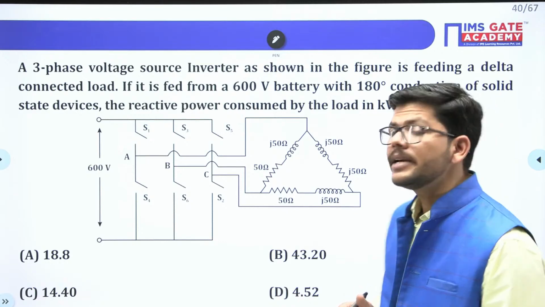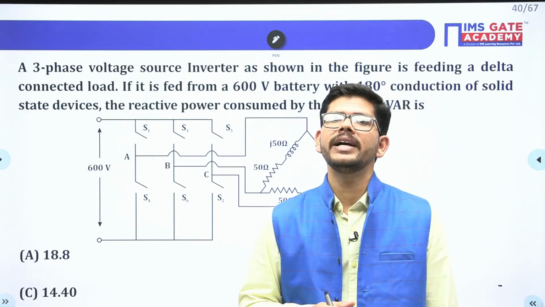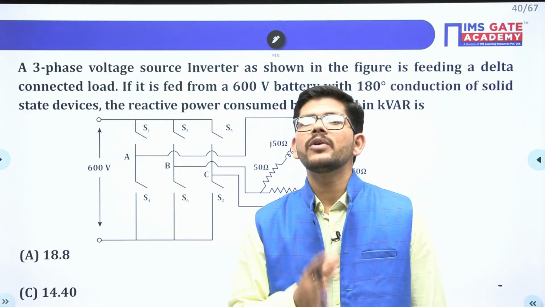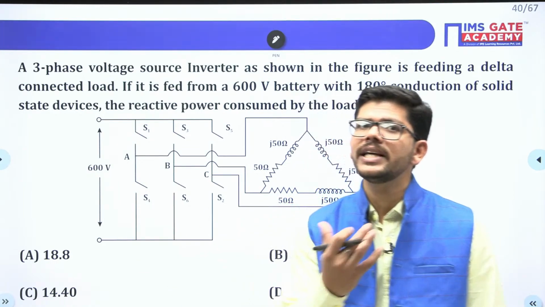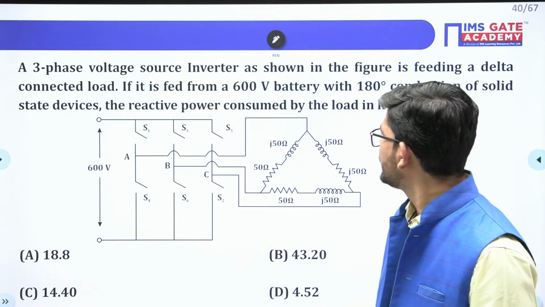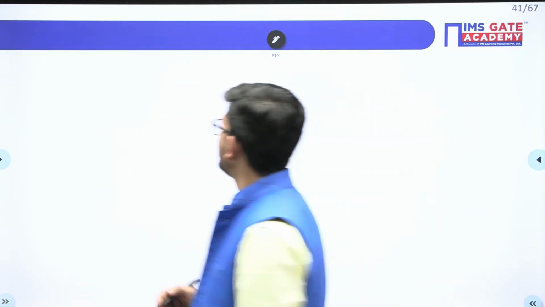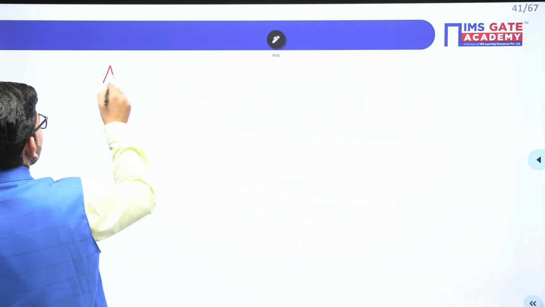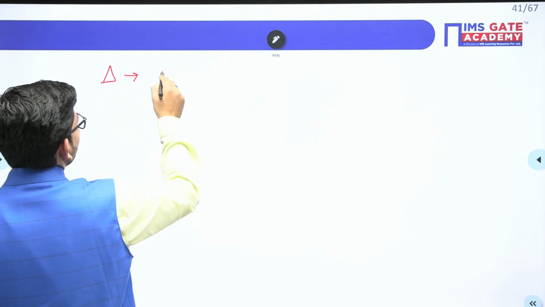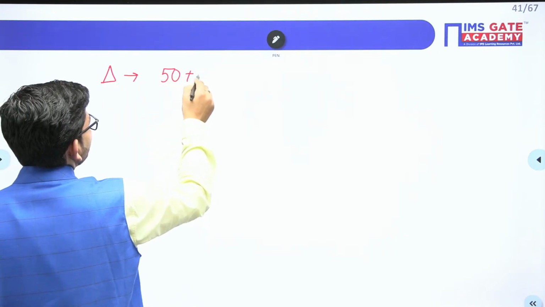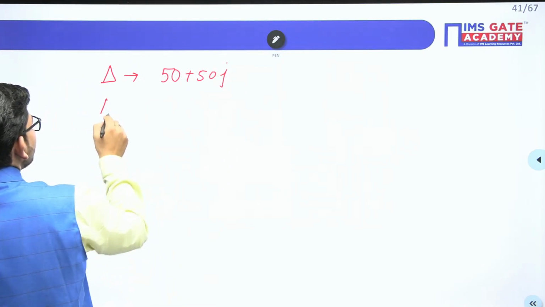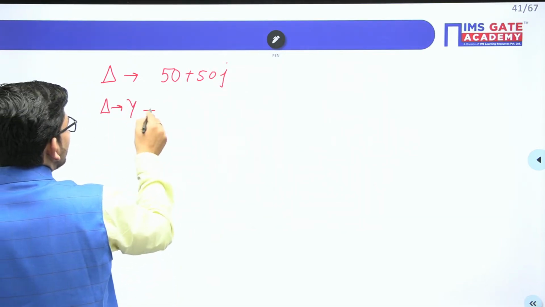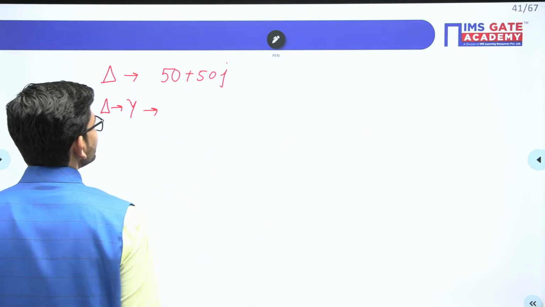The reactive power consumed will be, guys, I'm very sure you are going to get this particular question in the upcoming GATE exam. We have to calculate the reactive power here. We have a delta connected load. So in delta, the value of load is what? 50 plus 50j, isn't it? So when you convert this load from delta to star, the per phase impedance will be what?